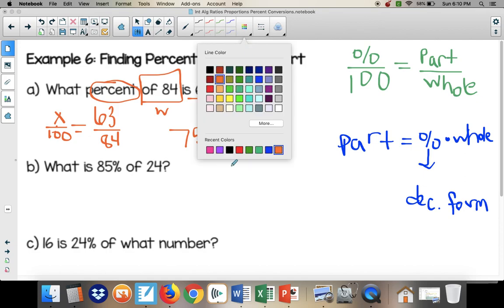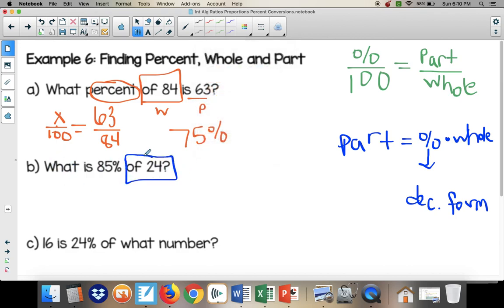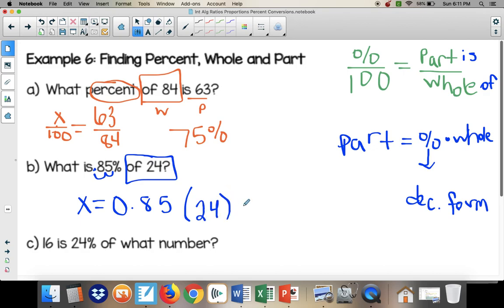All right, let's try the next one. So what is 85% of 24? So this of is referencing the whole, this is your part. So I'm going to put this in the equation now. So what is 85%, which, just a refresher, you move the decimal over 2 to find your decimal. So 0.85 of 24. So 0.85 times 24 gives me 20.4. Okay.